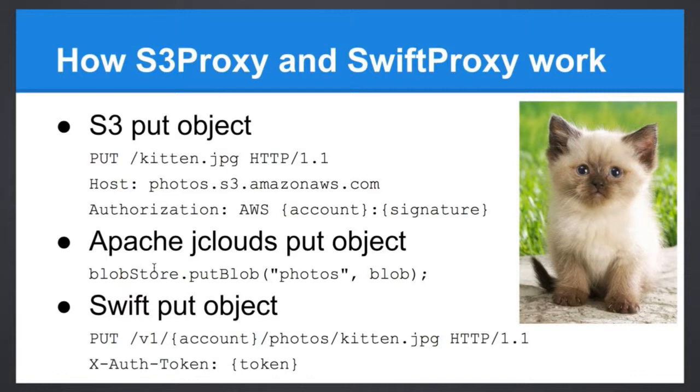Apache JClouds will then, in turn, translate this request into something like Swift. And so the Swift request looks a little bit different, but similar. It uses the same HTTP PUT verb. It embeds the Swift version in the path, and it puts the account in the path as well as the container name. And finally, your kitten.jpg. Note that Swift uses its own authentication scheme, which is not compatible with Amazon, but we translate between all these things.